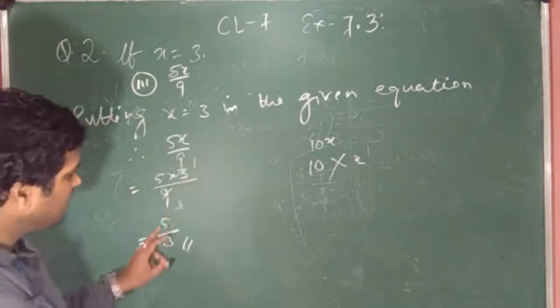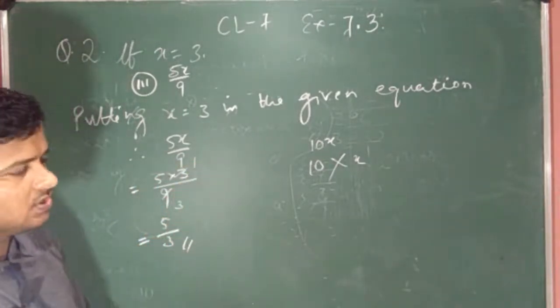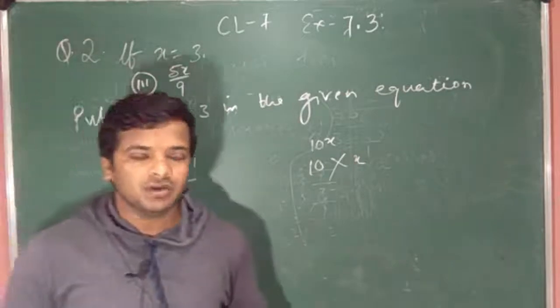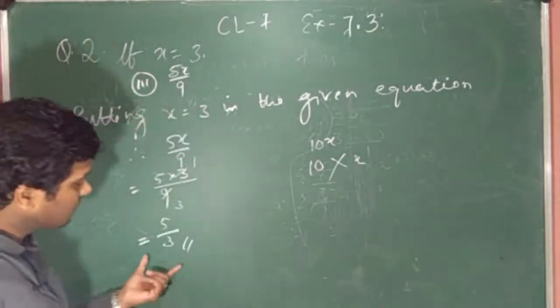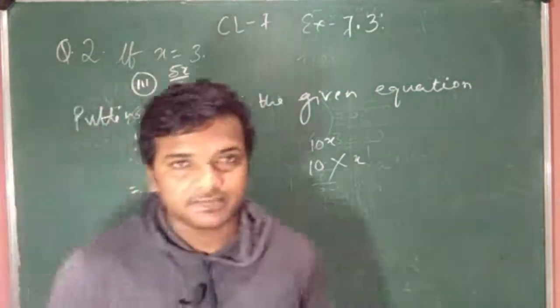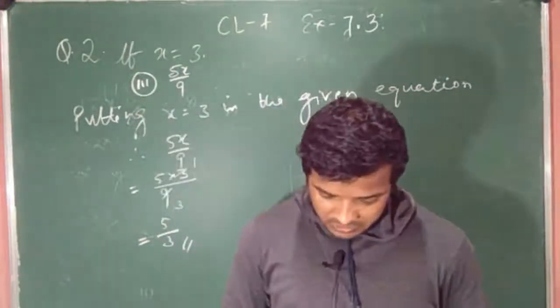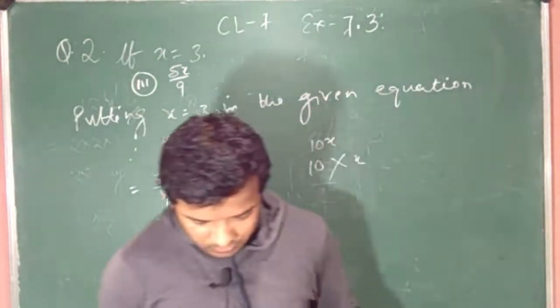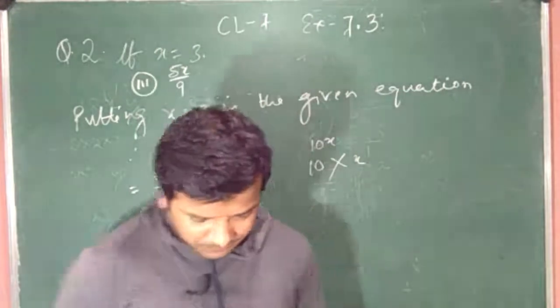5 into 1 is 5 and at the base we have 3. That means only 3, so 5 by 3. That means our solution for this question is 5 by 3. Similarly, let us do Roman number 4.